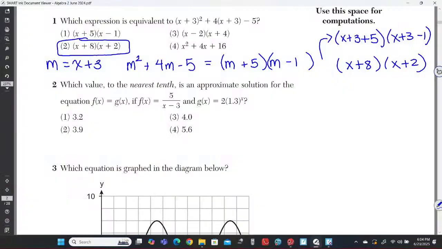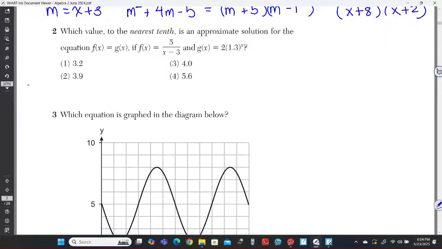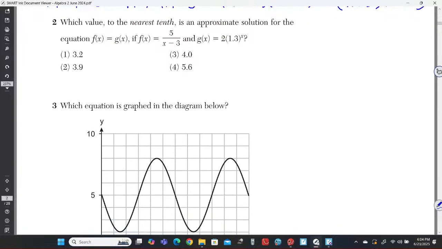Which value to the nearest tenth is an approximate solution for the equation f(x) = g(x), if f(x) = 5 divided by (x − 3), and g(x) = 2 times the quantity (1 + 3^x)?